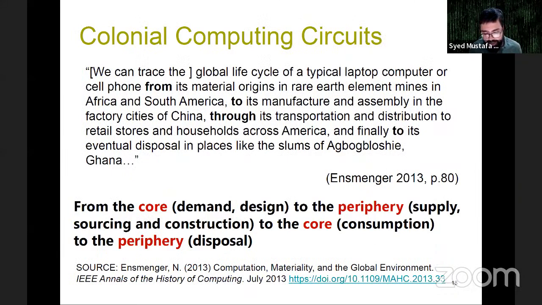Tracking supply chains and the operating logic of racial capitalism affords us an insight into the coloniality of computing as resources, patterns of consumption, and the production of waste, which creates circuits involving the core and periphery of the world system. And here I draw on the seminal work of Nathan Ensmenger.